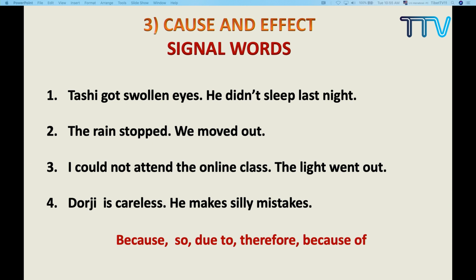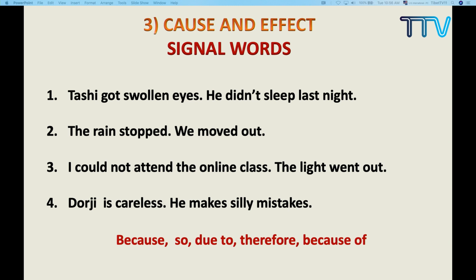Tashi got swollen eyes because he didn't sleep last night. Now, this is just a simple example of how cause and effect work. The second one: the rain stopped, we moved out. Two sentences, and it also talks about cause and effect.